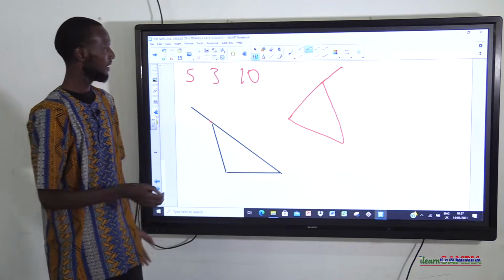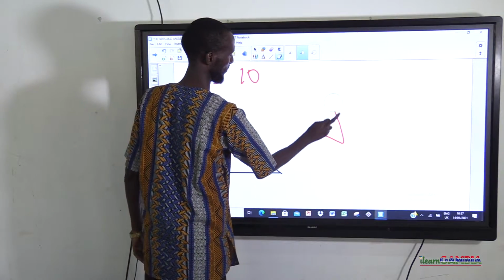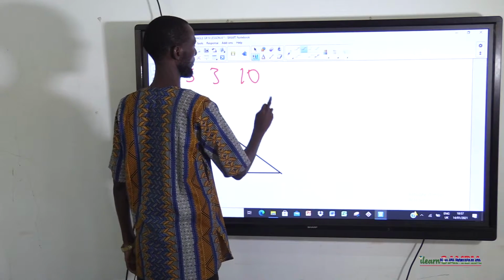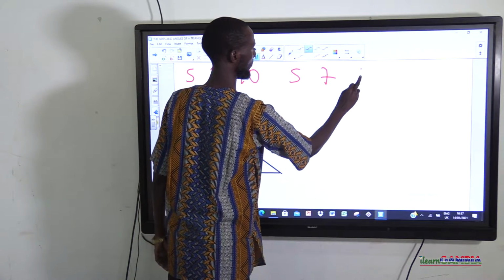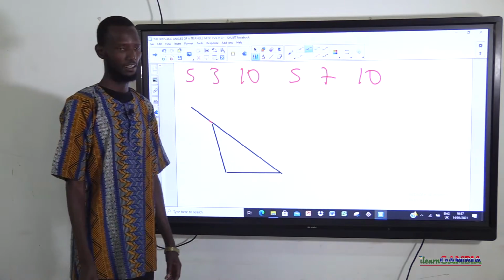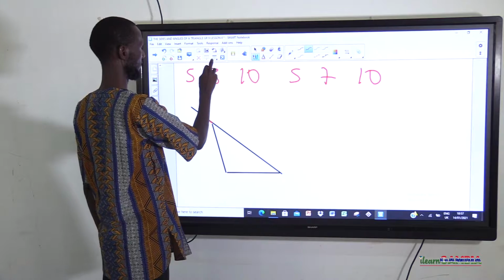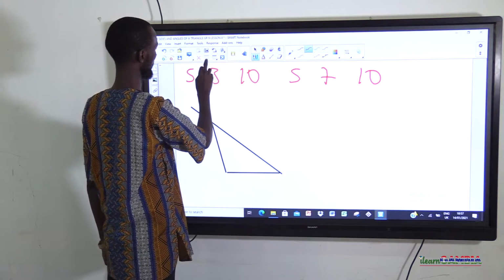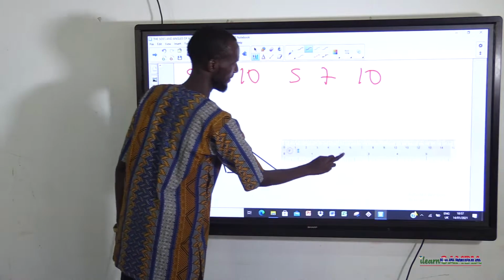Okay? Now let's try the ones that really worked. And what worked was, we used 5, we used 7, and then we used 10. Now let's see if this worked. This didn't work. So let's try this other one. We still need our ruler. Okay.